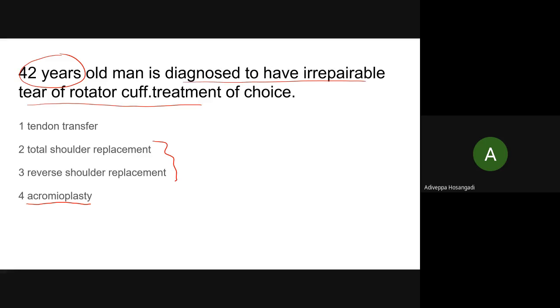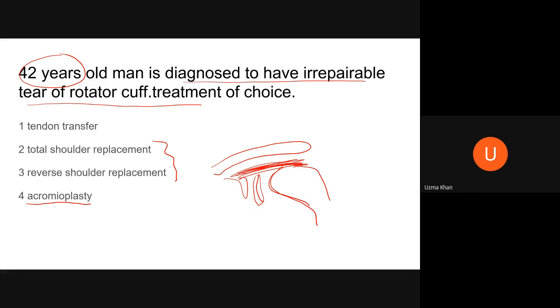Acromioplasty. Remember, acromioplasty is, again, I will draw a diagram here. There is a coracoid here. There is an acromion, right? So this is your supraspinatus. Okay. So when you do abduction, there is a pain. There is initial abduction, rotator cuff arc syndrome, painful arc syndrome. You remember this? I think you must be knowing. I will briefly touch upon this.